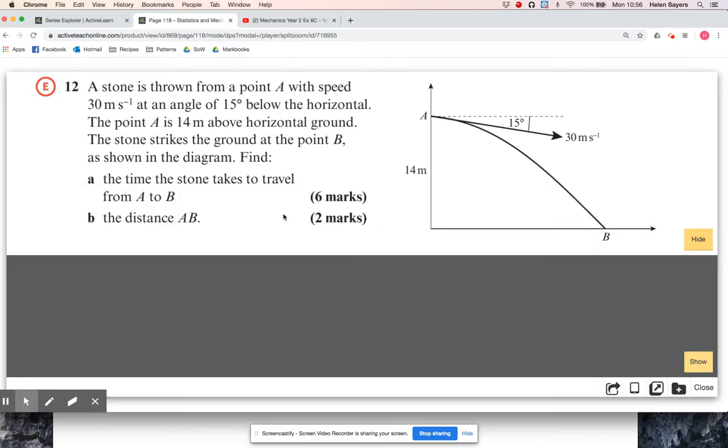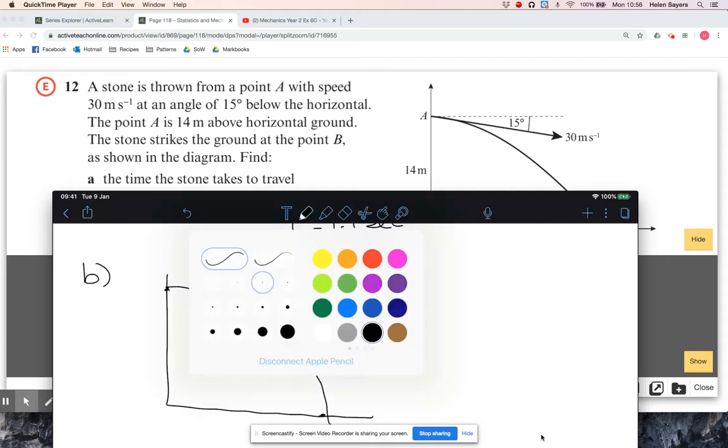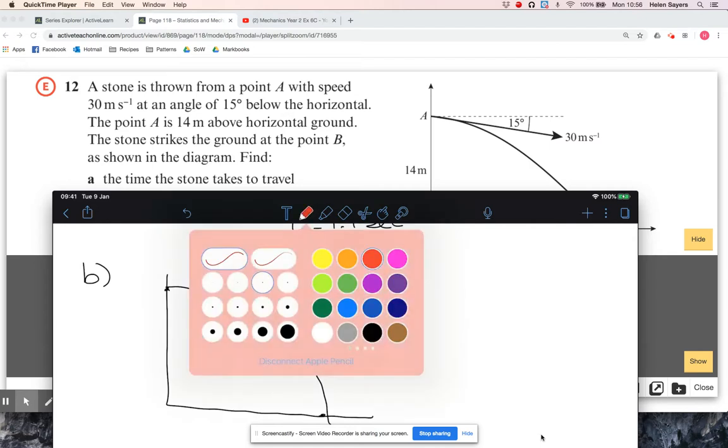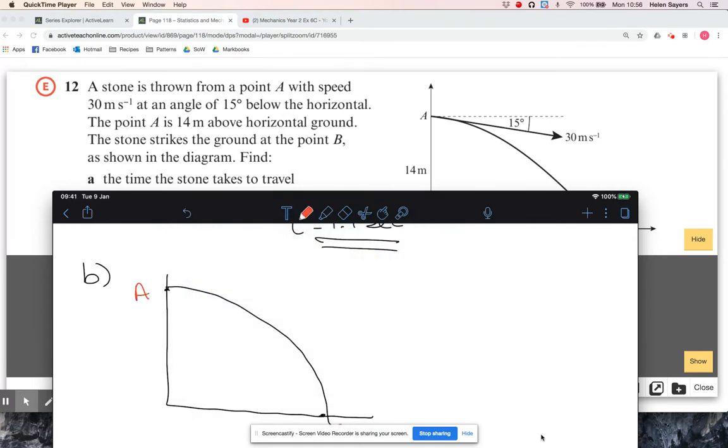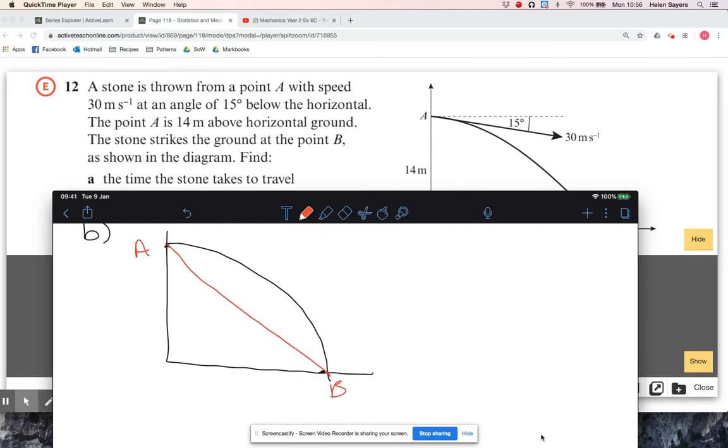Then part b is only worth 2, and I want the distance AB. What do they mean by that? Well, rough diagram: there's A and there's B. The path the particle actually took was curved like that, but the distance AB, I imagine that's a straight line. They just want the distance between A and B. So I've got a right angle triangle. I know it started 14 meters up, so I have that. I need the horizontal distance it travelled, and then I can just use Pythagoras.